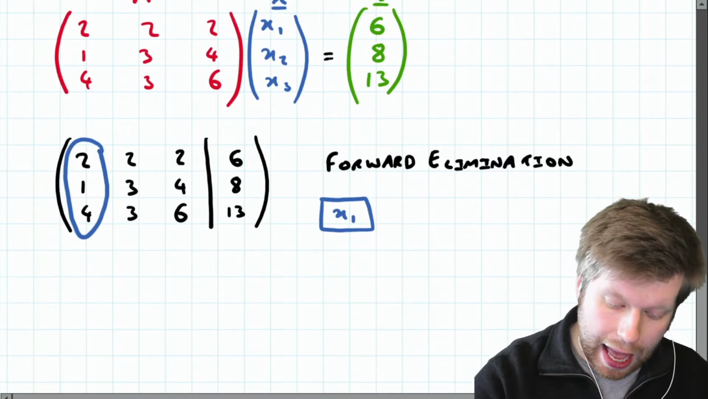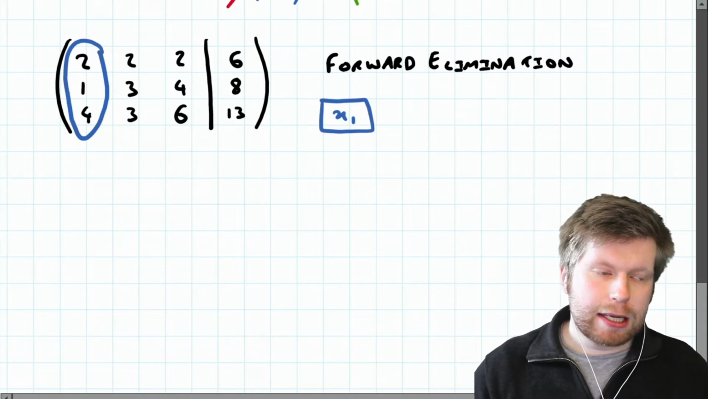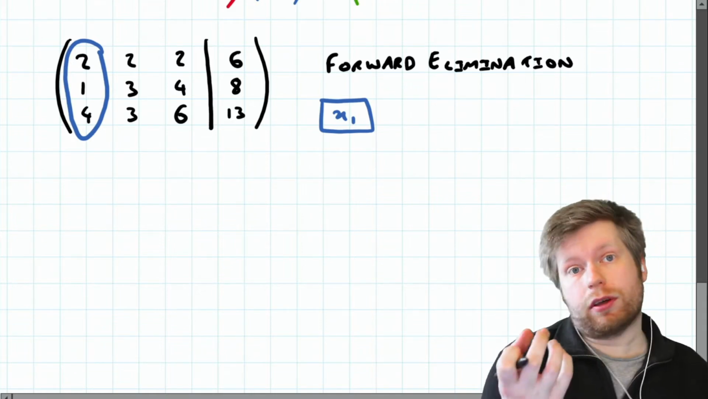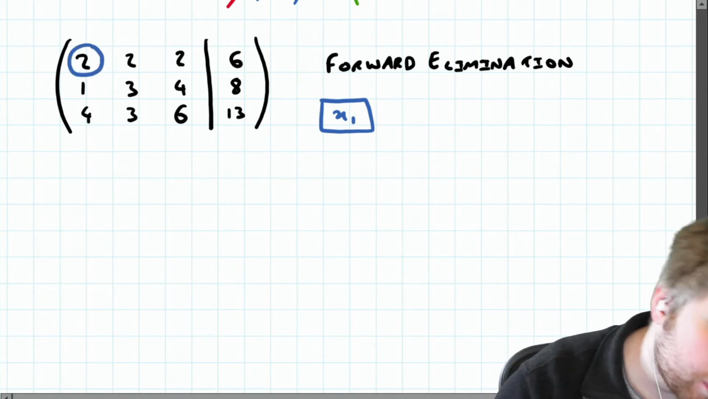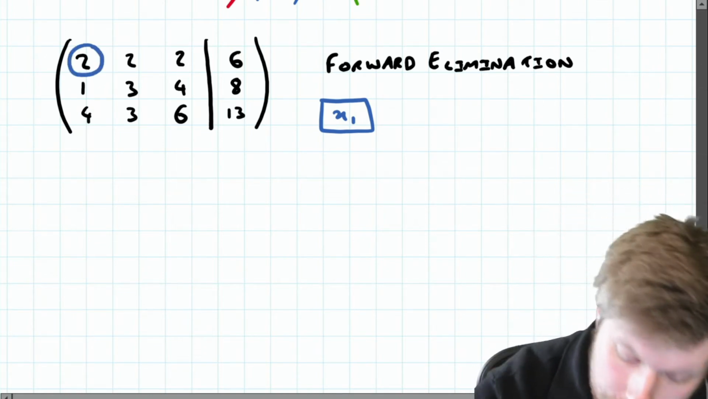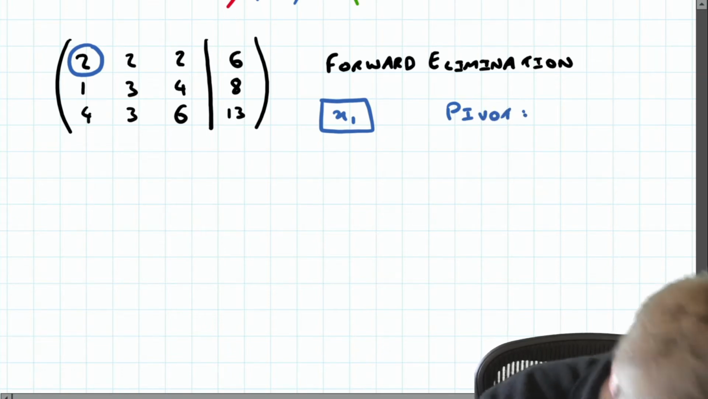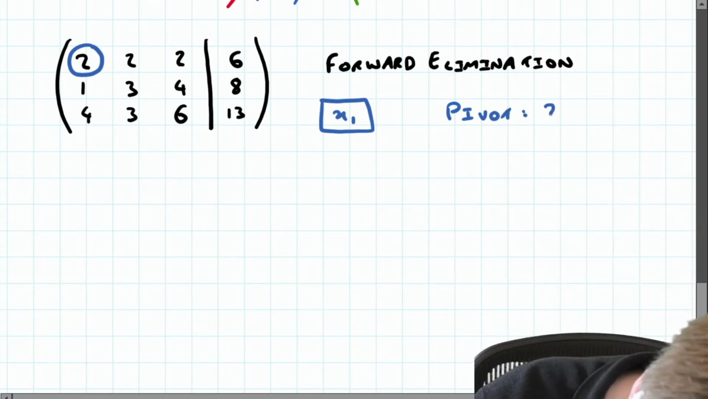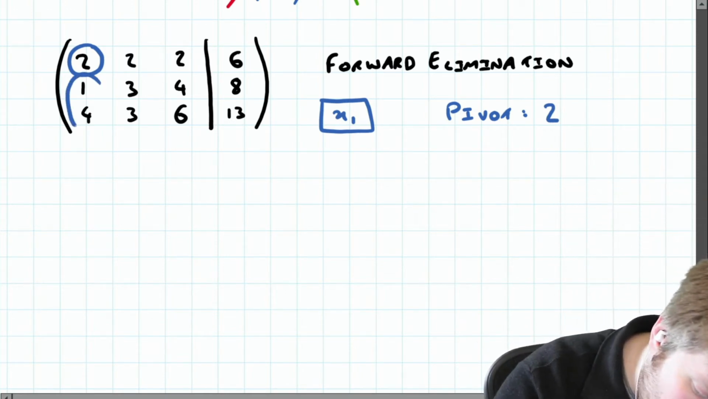Okay, so I'm going to be looking at this particular column first of all, and I'm going to start here. Now the idea is I want to keep one of the coefficients. So in this case, I'm going to keep the coefficient in the top row. So I'm going to call this my pivot. So my pivot for x1 is going to be 2. And I'm going to try and get rid of this 1 and 4.